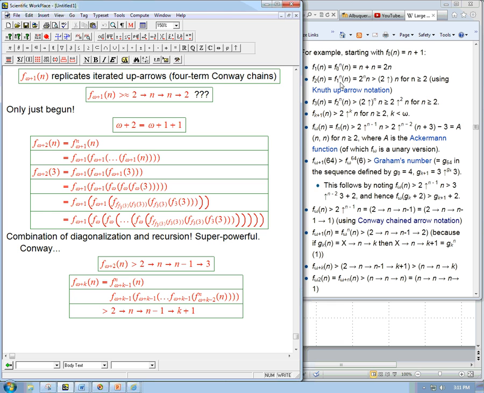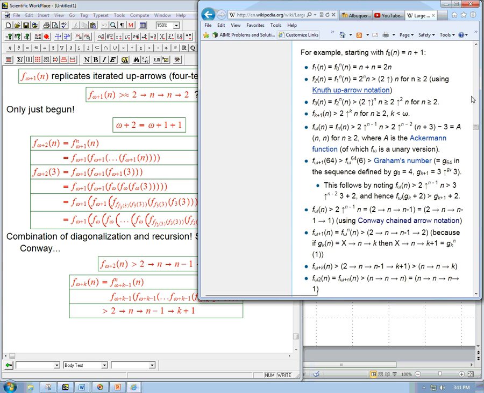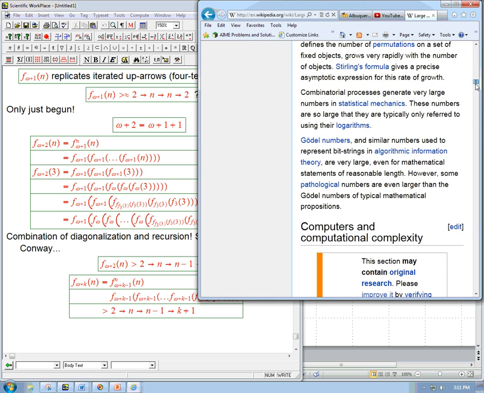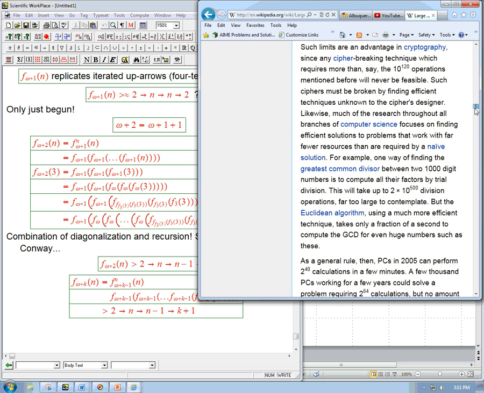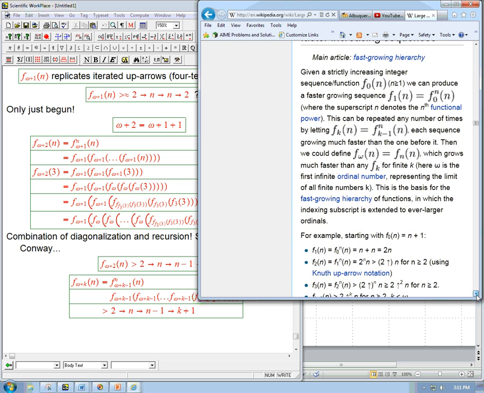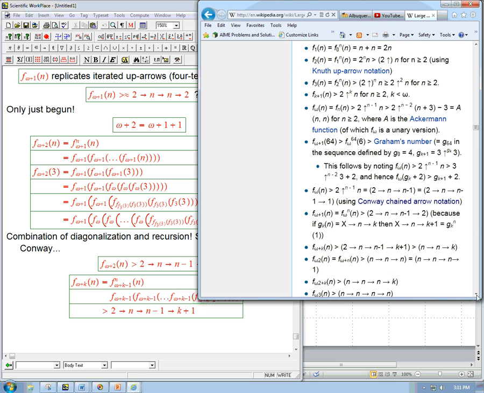This is the Wikipedia article. It's called Large Numbers, and it's a very nice little section entitled Systematically Creating Ever Faster Growing Sequences. And it's linked from the chained arrow article. Here's the repeated doubling, 2 to the n times n, here's f3, and then f_{k+1}, and this is where we get to the level of the up arrow repeated. And here's where we introduce diagonalization, where the n goes into this argument and not just that argument.